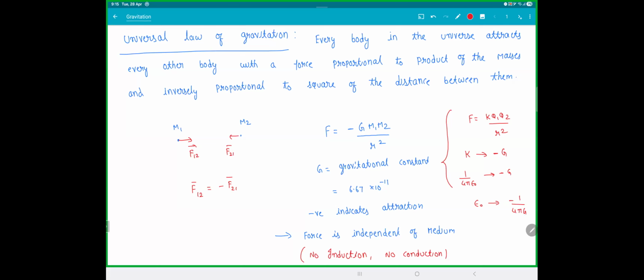Because maths does not understand the difference between K and minus G. They're simply two variables. So every electrostatics formula you derived, if you just replace epsilon with 1 by minus 4 pi G, the formulas will convert for gravitation. Clear with this? You can put the magnitude. The minus indicates attraction, so that much you know. Any doubts on this?